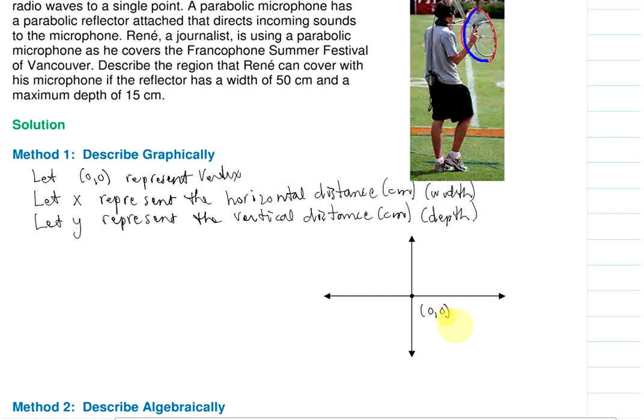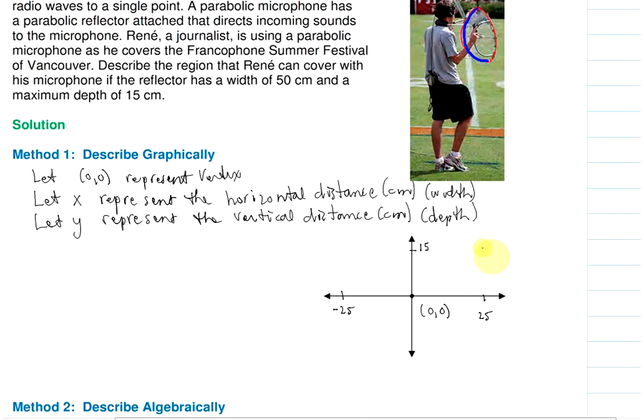Now we know that its depth is 15 centimeters, and that's our vertical distance. So we know that we will go up to 15. And we know that the width of our reflector is 50 centimeters. Because we have centered it at 0, 0, and it's 50 centimeters across, a point of interest in the negative region will be negative 25, and in the positive region will be positive 25. So if we draw in this parabolic microphone and we want it to have a width of 50, this will be half of it. So half of it will be 25.